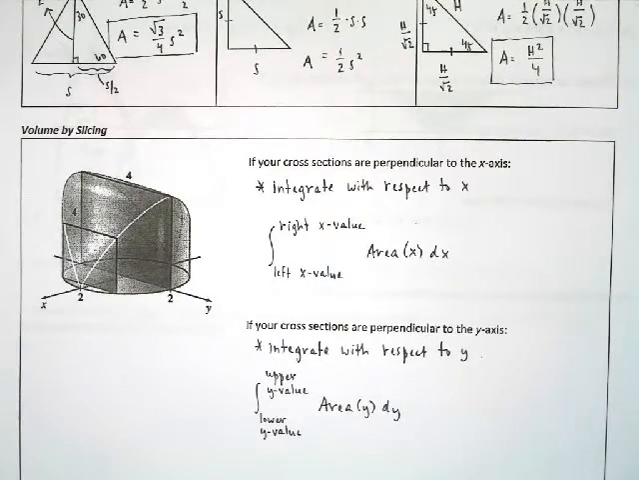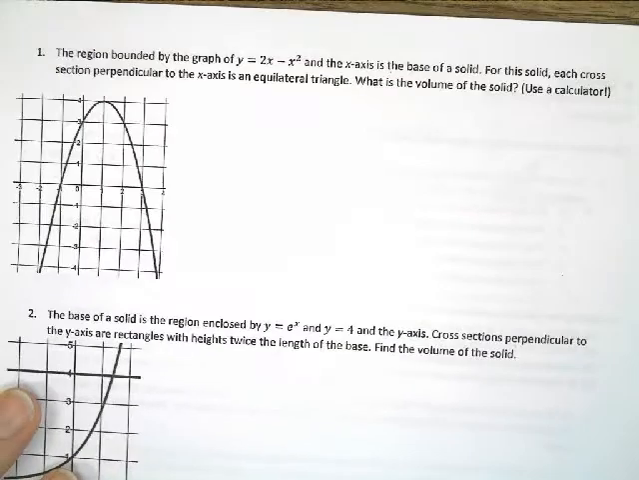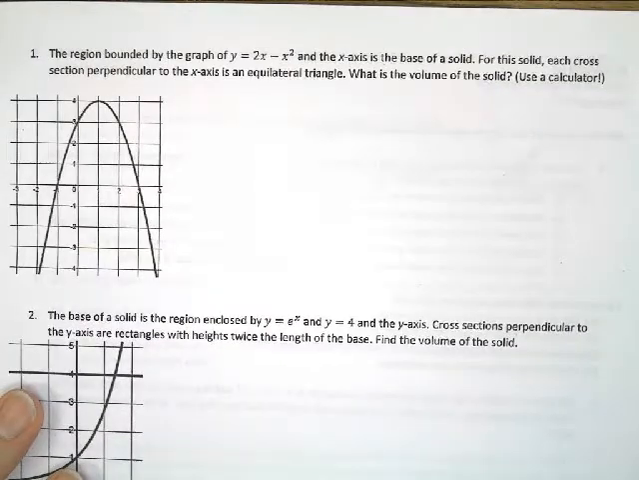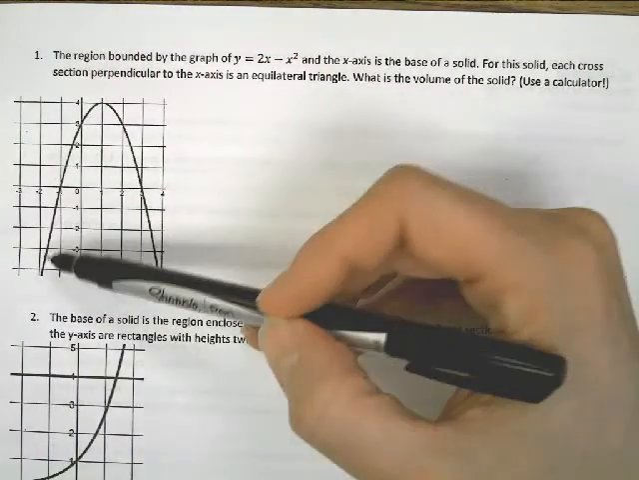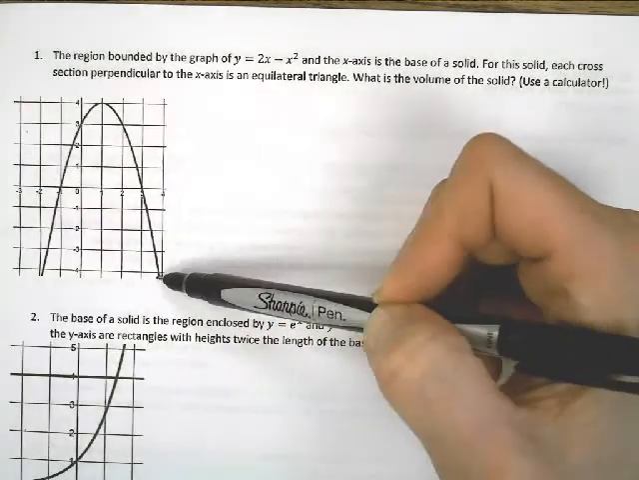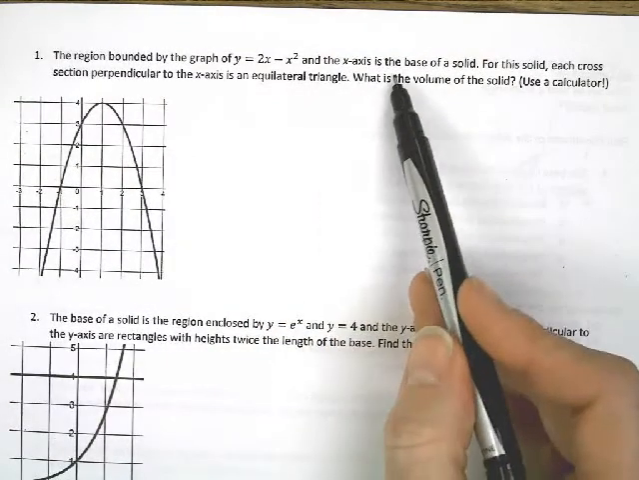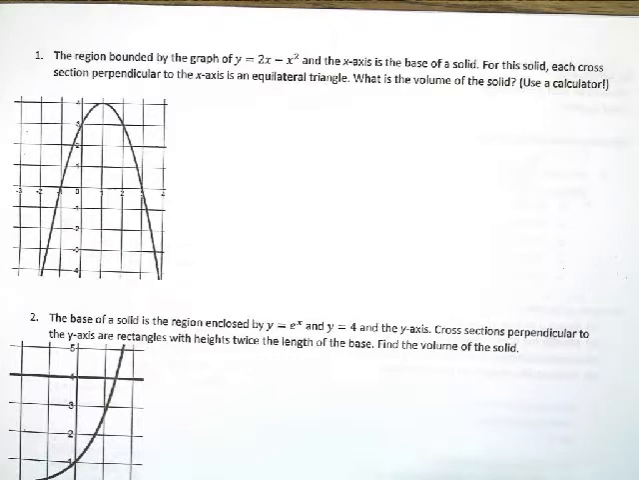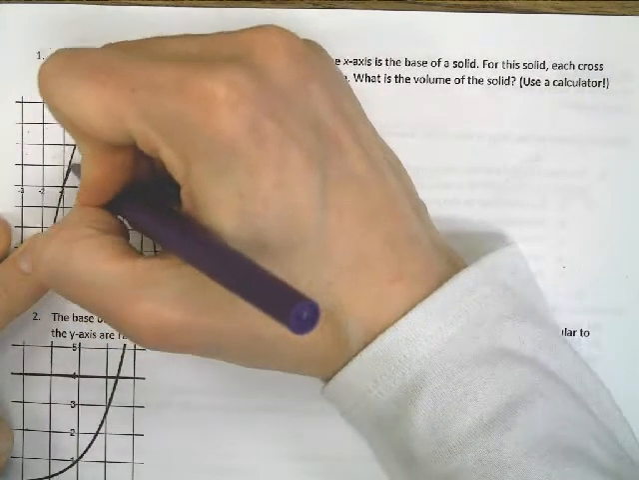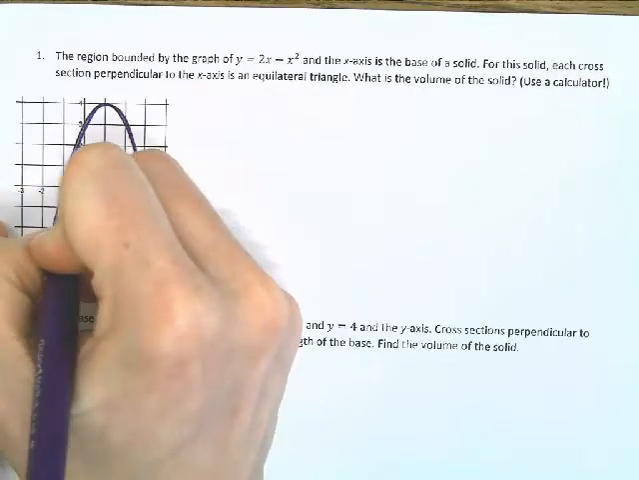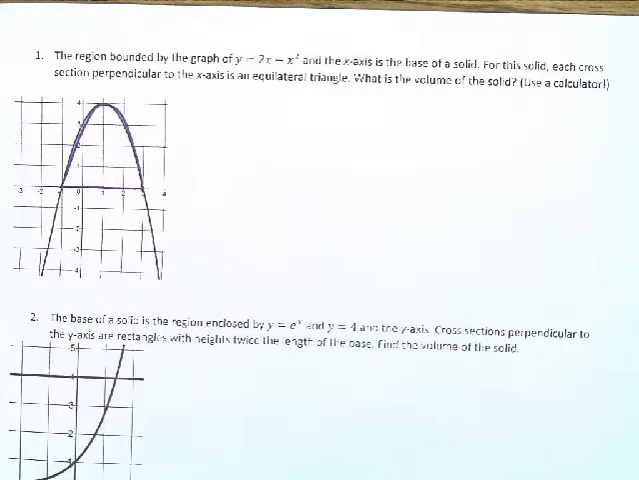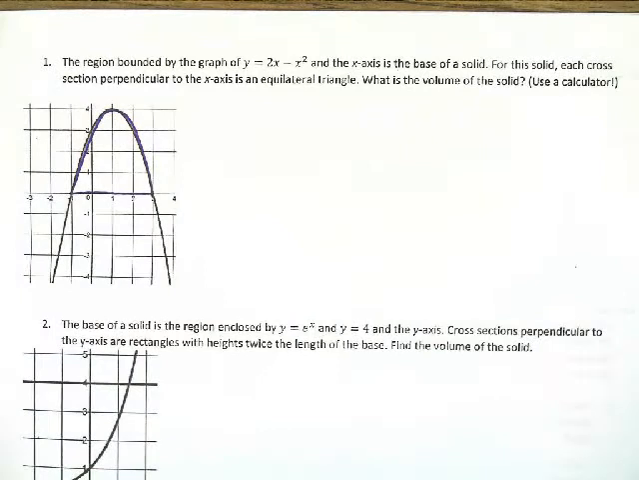All right, so let's go ahead and look at some examples of how this is going to work. So problem number 1, it says the region bounded by the graph of y equals 2x minus x squared. So here's my curve. We already have the graph. And the x-axis is the base of a solid. So really quick, just so I know what I'm working with here, I'm going to identify that as my base.